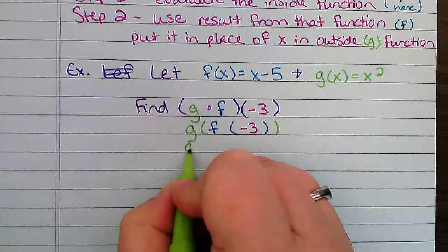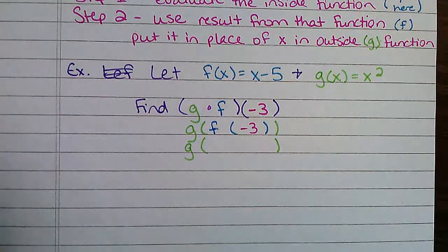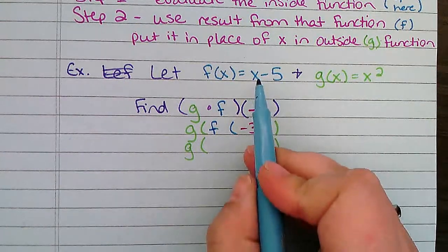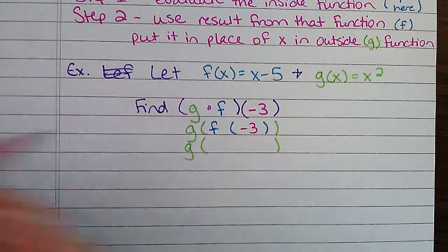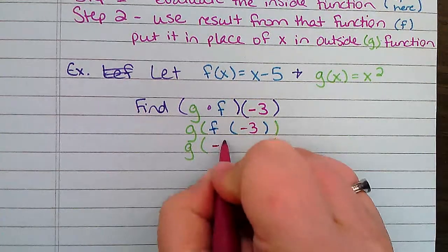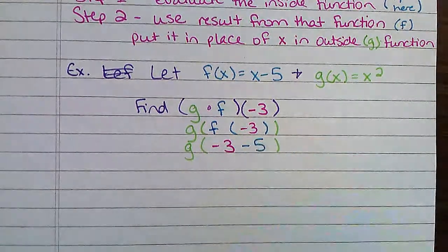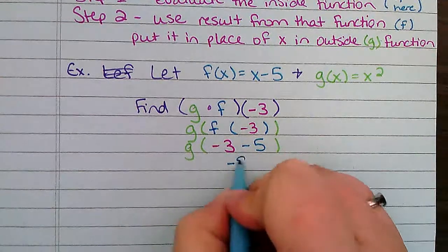So the g part is just going to come down on the outside. And this inside part here, I'm going to do x minus 5. But I'm not going to write x. What am I going to replace it with? Hopefully you know I'm going to replace it with negative 3. So negative 3 minus 5. Then we simplify and do math. So negative 3 minus 5 is negative 8.